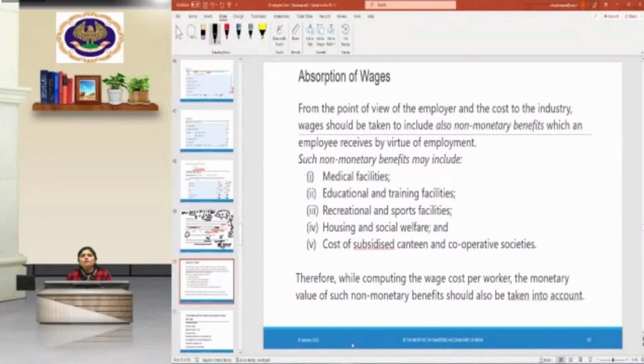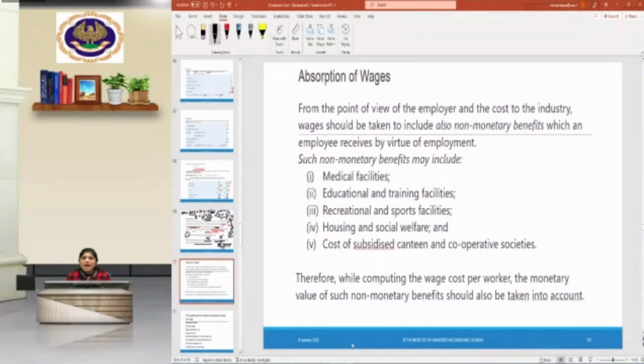So why should we only consider the monetary benefit which the worker is getting: the basic wages, the DNS allowance, whatever overtime the worker is getting, whatever bonus the worker is getting? Why should we only calculate and focus on that? There are other facilities also that carry a cost, and the organization is bearing the cost of all these facilities. So we have to consider this also.